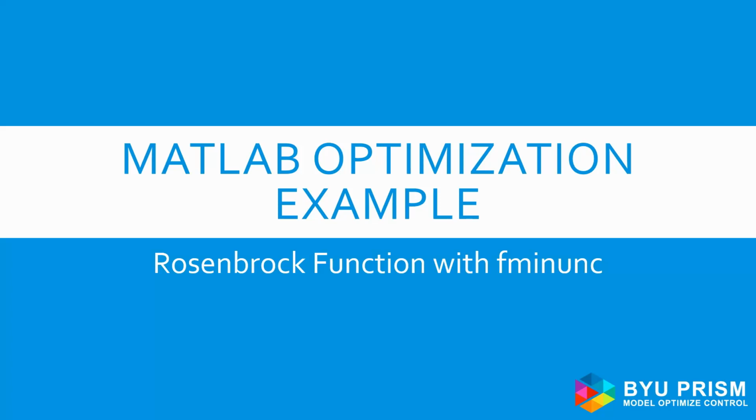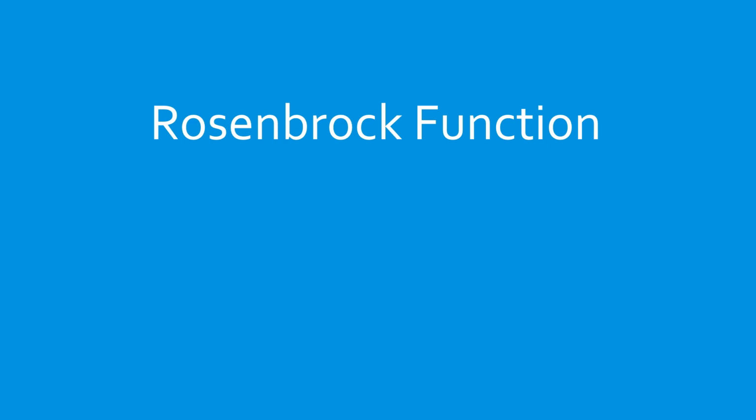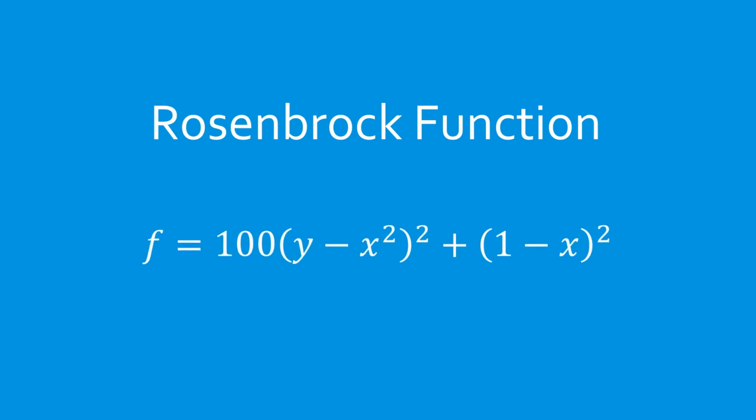This video shows how to optimize the Rosenbrock function in Matlab using fminunc. The Rosenbrock function is a classic function that is often used as an example of unconstrained optimization. One of the most common forms is shown here, with f as a function of x and y.